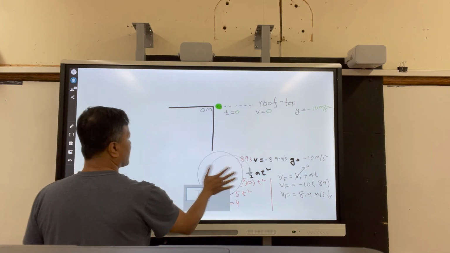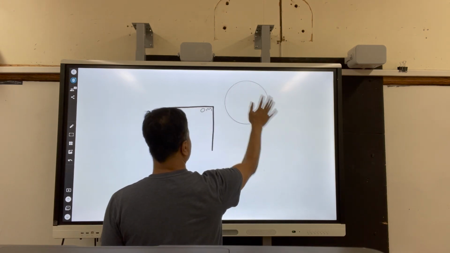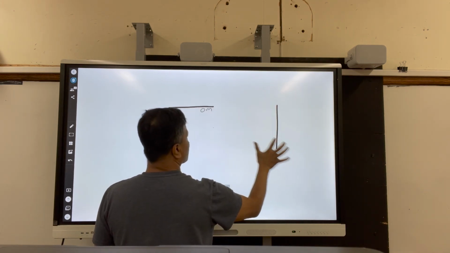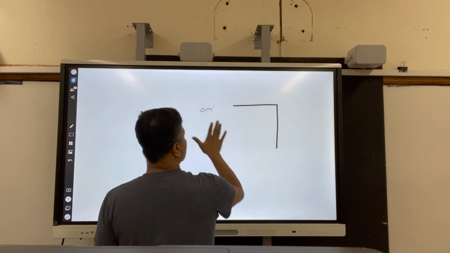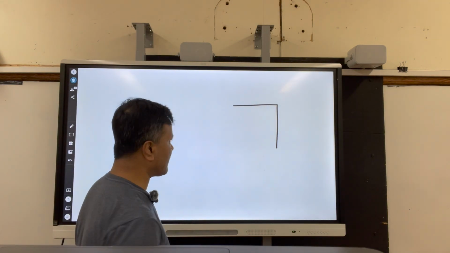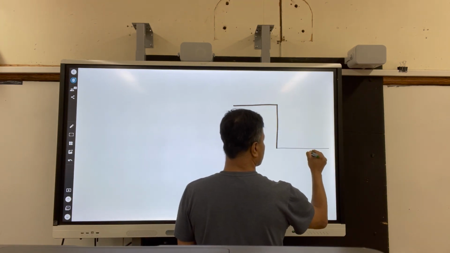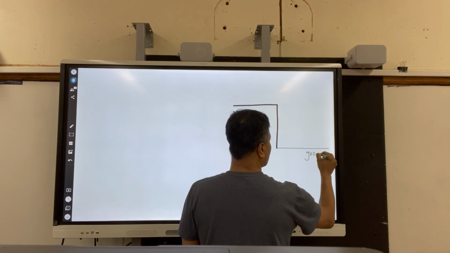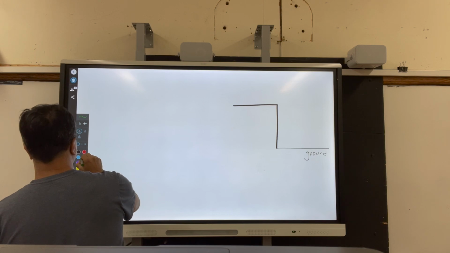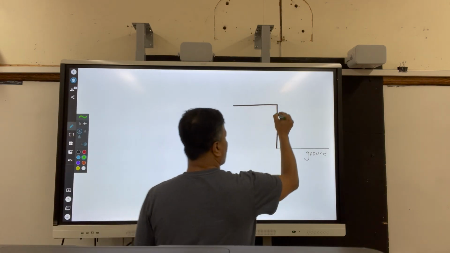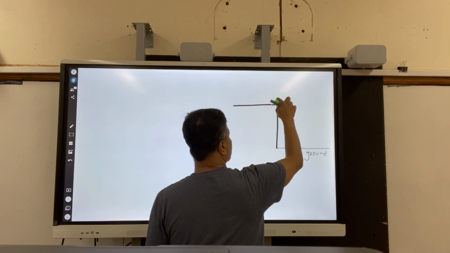Problem number 3, again I put you on the top of the Brooklyn Tech, right? So this is the rooftop of the Brooklyn Tech, and this is, let's say, the ground. And you are throwing a ball.